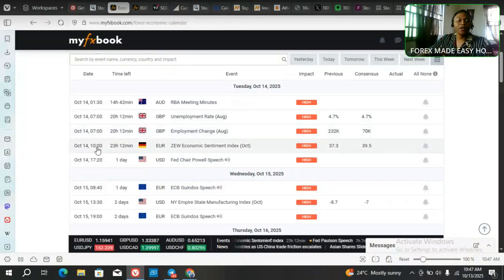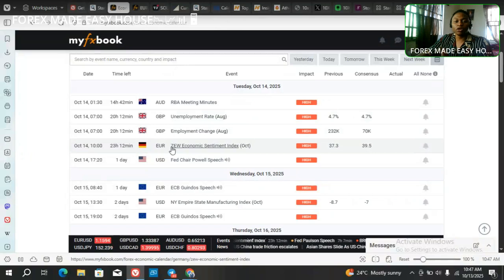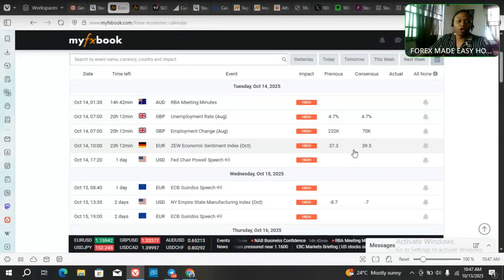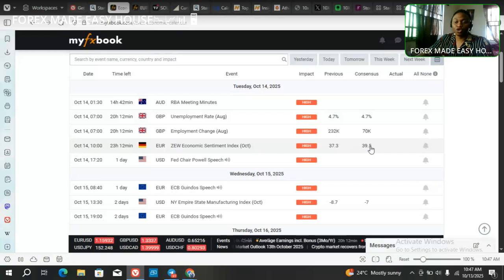Then by 10 a.m. we have the ZEW Economic Sentiment Index. It has to do with the economy of Germany, okay, and it has to impact the euro. So it has to do with what the sentiment of the economy is. When you're in an economy, you feel if the economy is growing or stagnating or depreciating, okay. So the previous figure is 37.3. They are saying that the economy will increase to 39.5. If that is true, it is good for euro. If it is not true, it is bad.